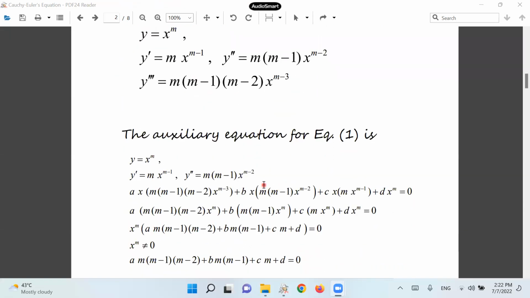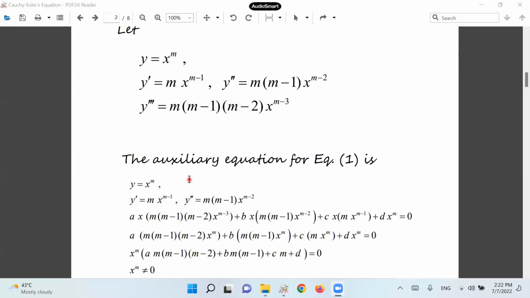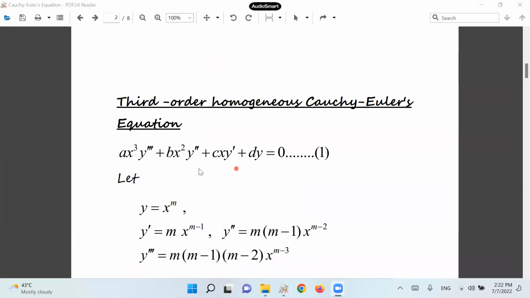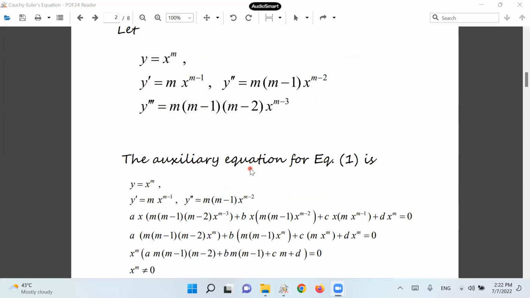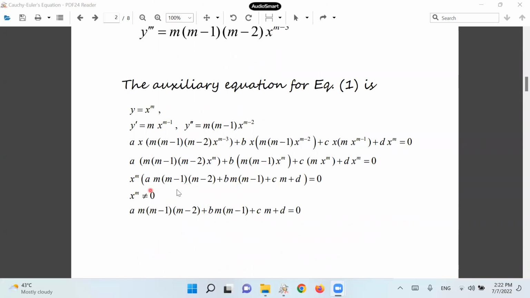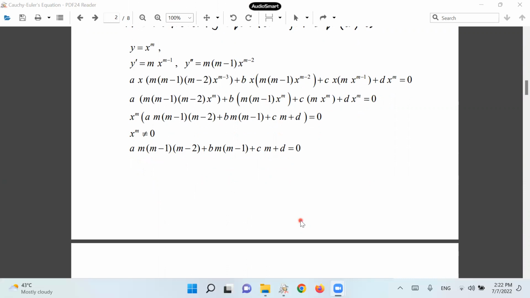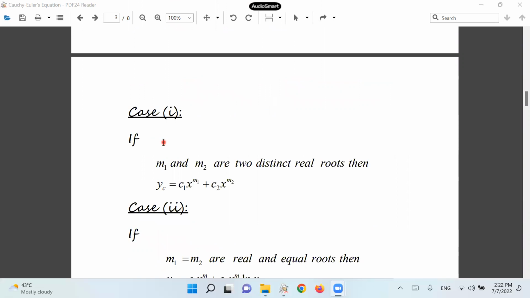Similarly, we will get the auxiliary equation for equation number 1. We just substitute the values of y, y dash, y double dash, and y triple dash in the given equation number 1. After substituting all these values, the equation will be of this form: a m into m minus 1 into m minus 2 plus b m into m minus 1 plus c m plus d equals 0, where a is not equal to 0. And there are 3 cases we are going to see.